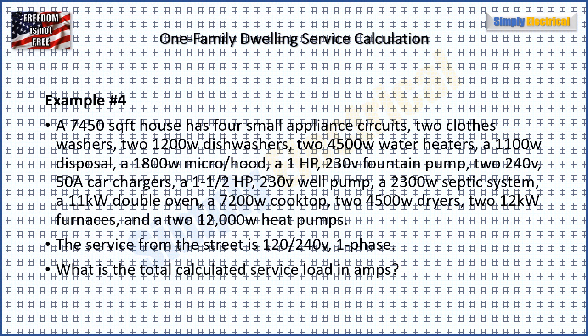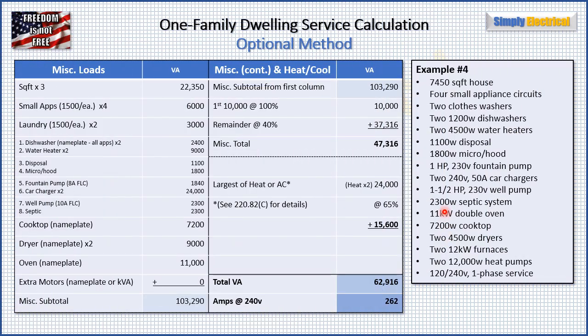Okay, last example. This is a much bigger house, has a lot more in it. And again, I won't read this all out now. We'll find it on the next page. Okay, example number 4 over here. As you can see, it's much more lengthy. Start with our square footage, 7,450 square feet times 3. We have 22,350 VA. Now this time it tells us we have 4 small appliance circuits and 2 clothes washers.